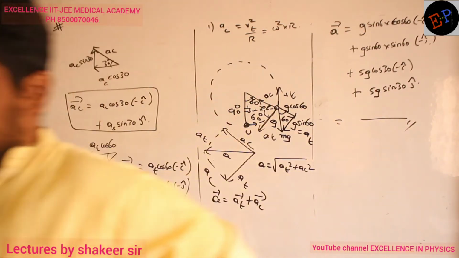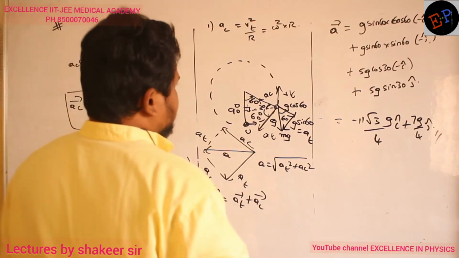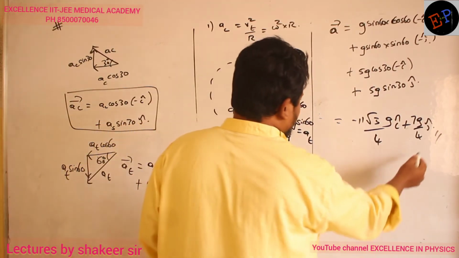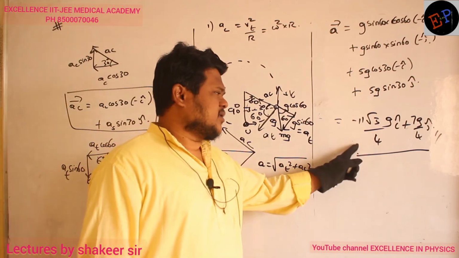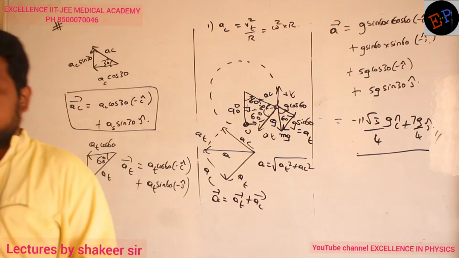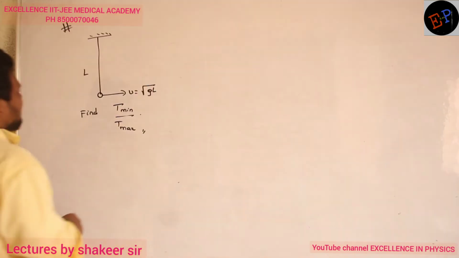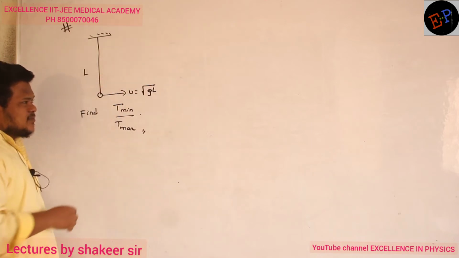Okay, now you know all the values, no? If you do this total calculation, this is the final answer which you should get: minus 11 root 3 g by 4 i cap plus 7 g by 4 j cap. Okay, that's it. This is again a vertical motion concept.